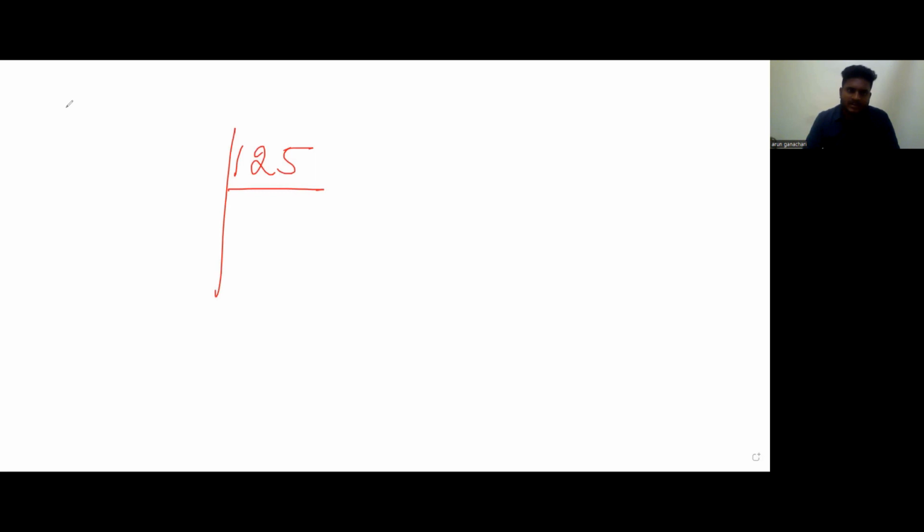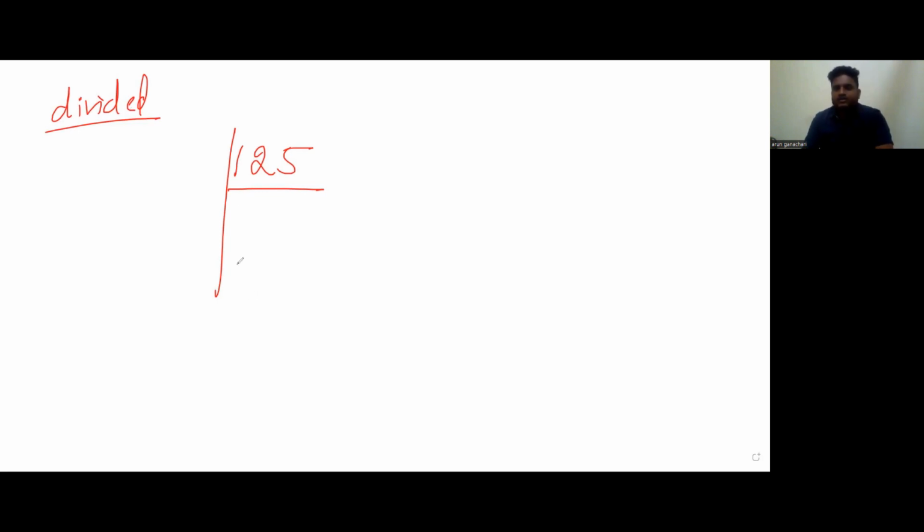Instead of multiplied, write this time divided. By what number should 125 be divided to make it a perfect square?